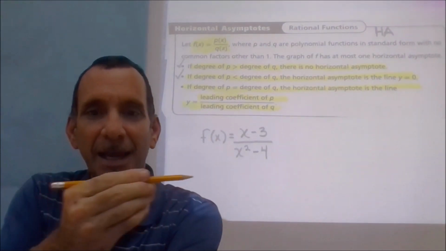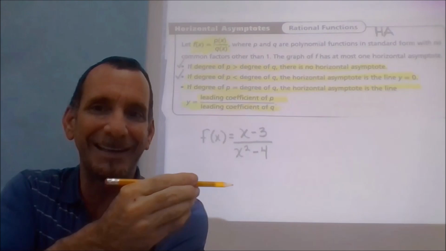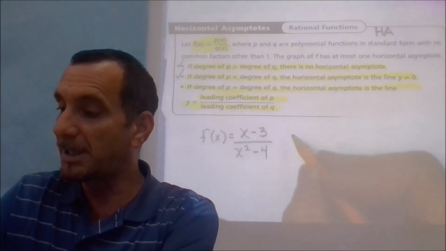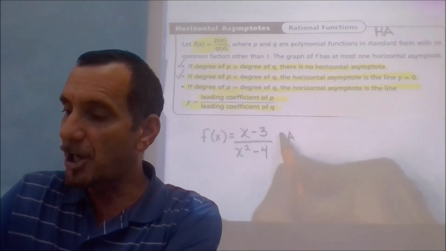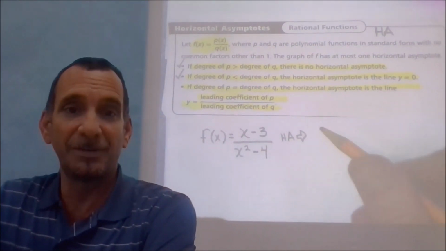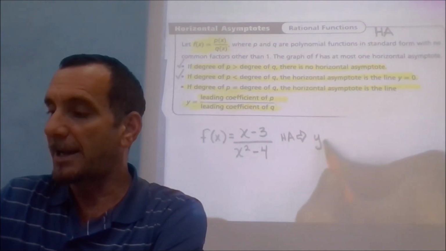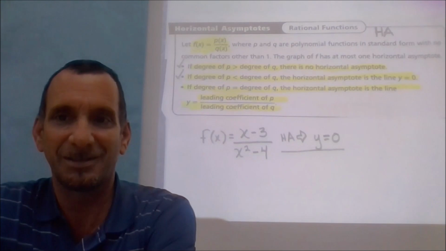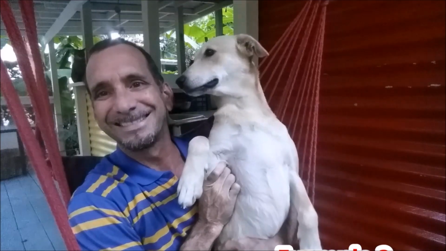So we're going to get a horizontal line at y equals 0. That's pretty easy and quick. The HA is an equation of a line, y equals 0. That's our horizontal asymptote.